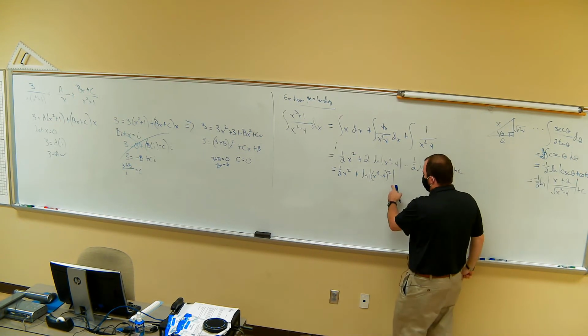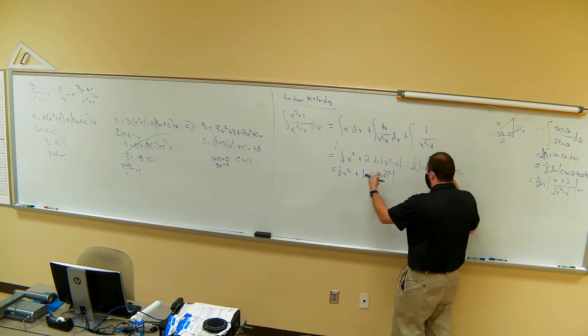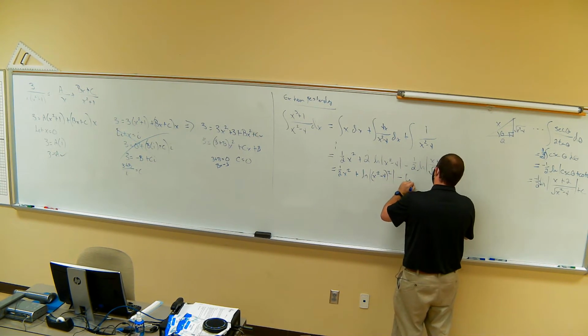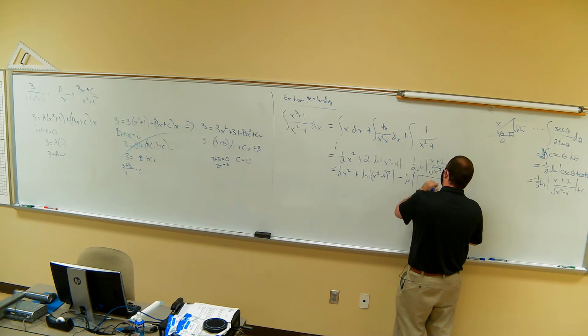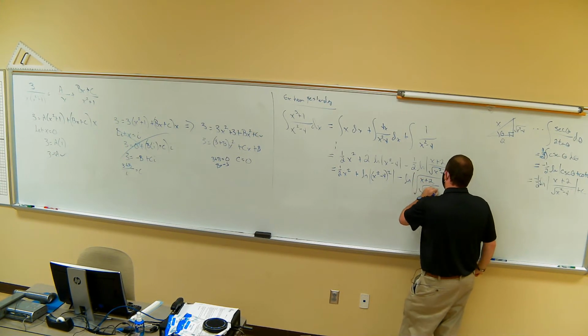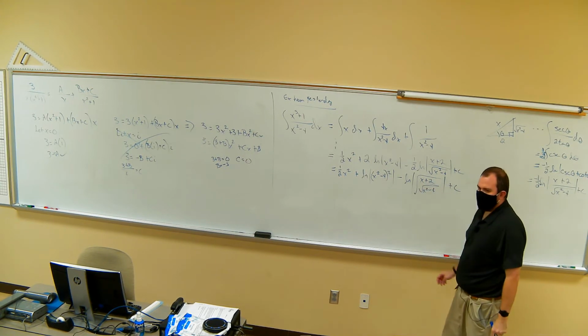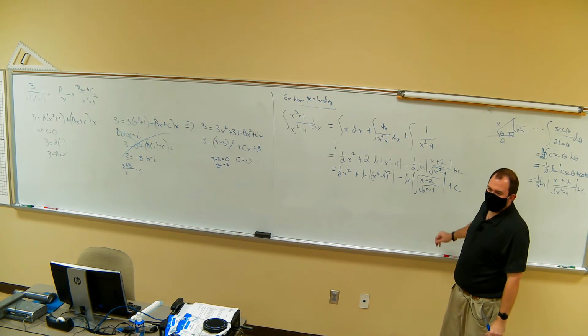Even though we know we can technically drop it here, for simplification we're going to keep it. Minus natural log of the absolute value of the square root of x plus 2 over square root of x squared minus 4, right? Plus c. And now we can combine, make that division.